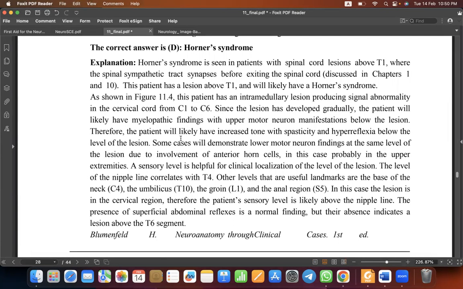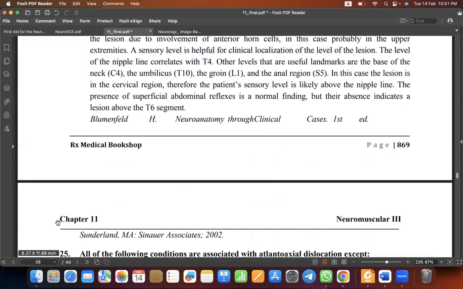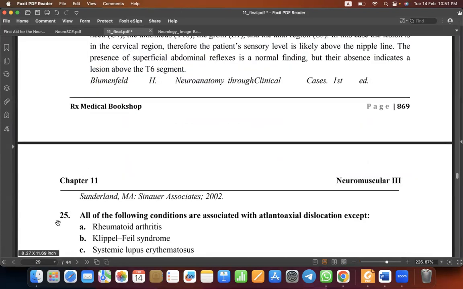Okay, so as the lesion develops gradually, the patient is likely to develop myelopathic findings, particularly upper motor neuron signs. So there will be increased tone with spasticity, with hyperreflexia below the level of the lesion. That is very important. Second thing is that the sensory level will be helpful for localization of the lesion. And the sensory level corresponds to T4, but the lesion is much higher. And third important thing is that the presence of abdominal reflexes is a very normal thing. Their absence indicates a lesion above T6 level. Okay. Absent abdominal reflex, think about above T6.